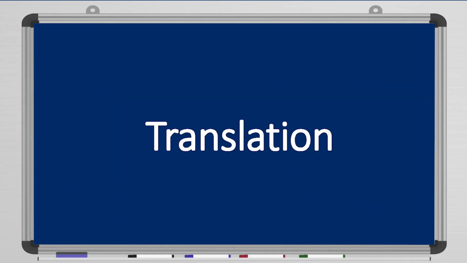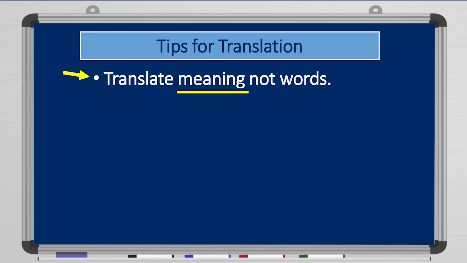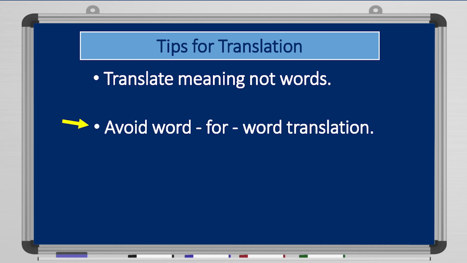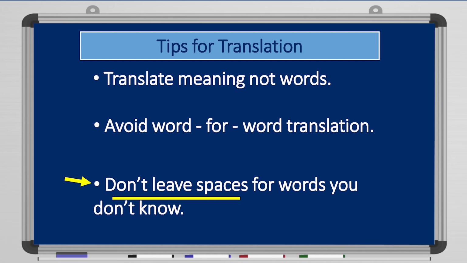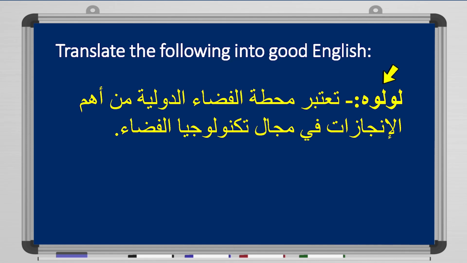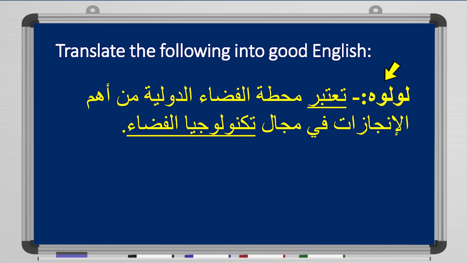To the translation section. When it comes to translation, remember, you should translate the meaning of the sentence and not every single word. Avoid word-for-word translation, and remember not to leave spaces for words that you don't know. Let's get some practice. All you have to do is underline the words that you're familiar with and translate them. Considered, space technology, things that you've covered and taken in class, especially in vocabulary lessons.